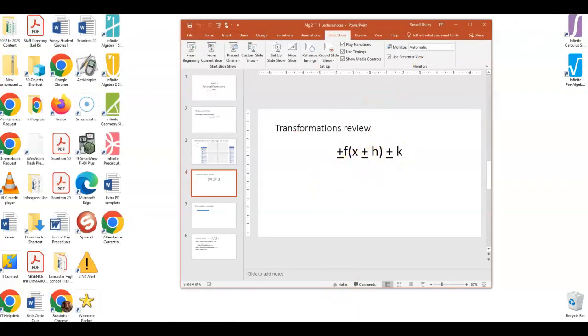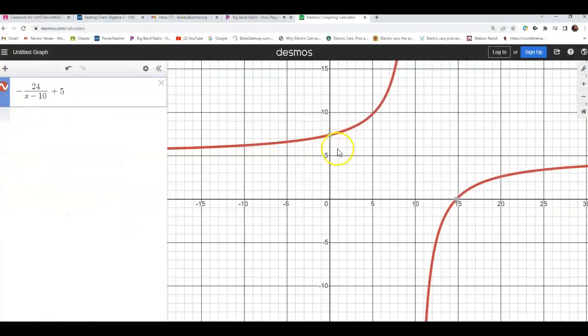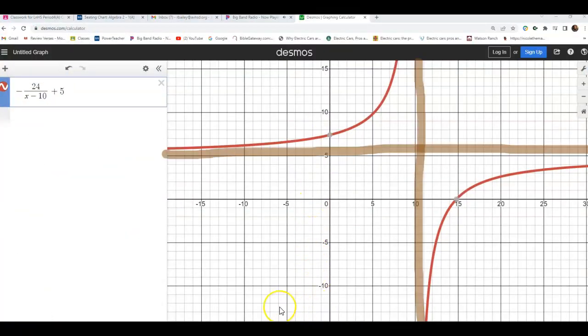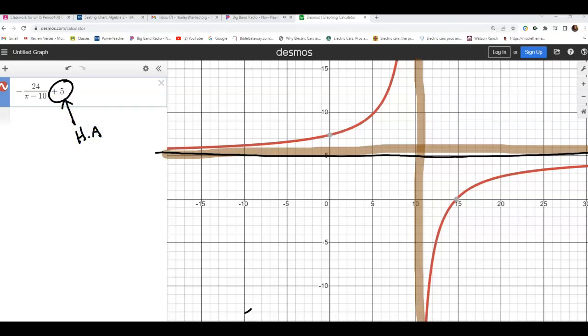What I want you guys to get out of that is that whenever I put plus 5 here, that's my horizontal asymptote. It was originally 0, but if I put plus 5, that shifts it up. So this is my horizontal asymptote. And if I put a minus 10 here, that shifts my graph to the right. But when we do that, the vertical asymptote shifts over to the right also.